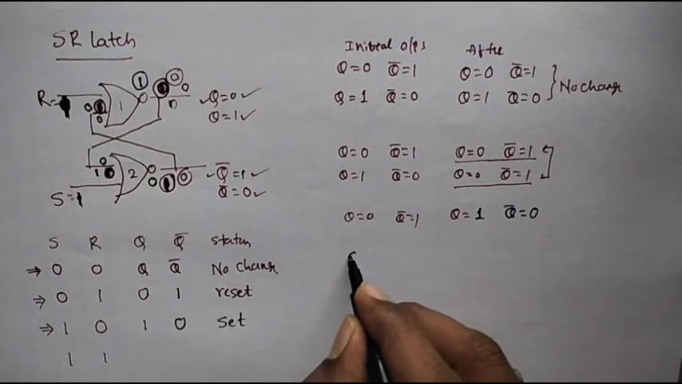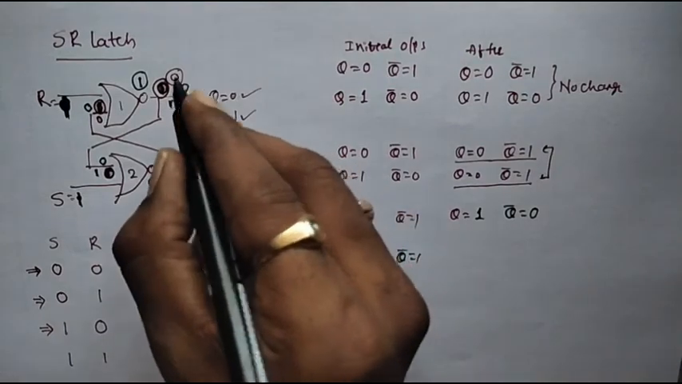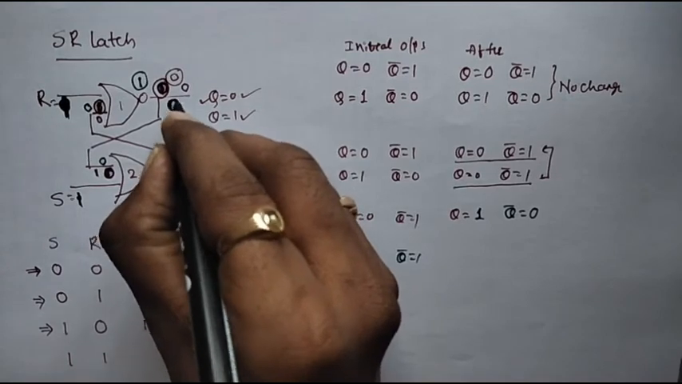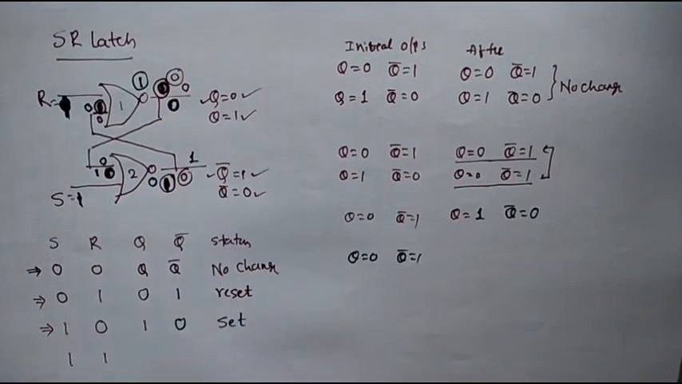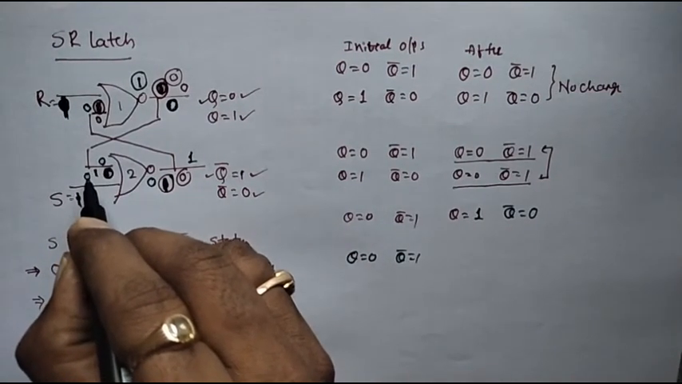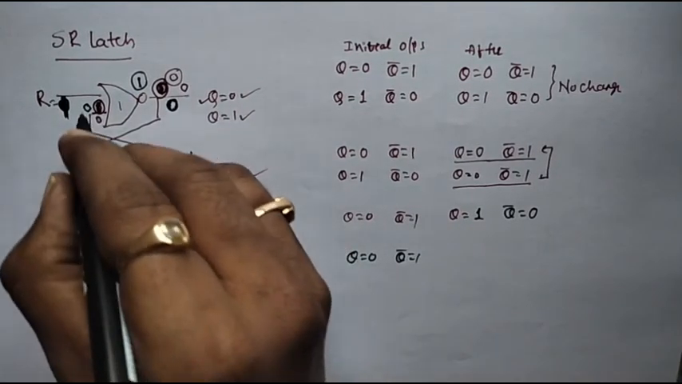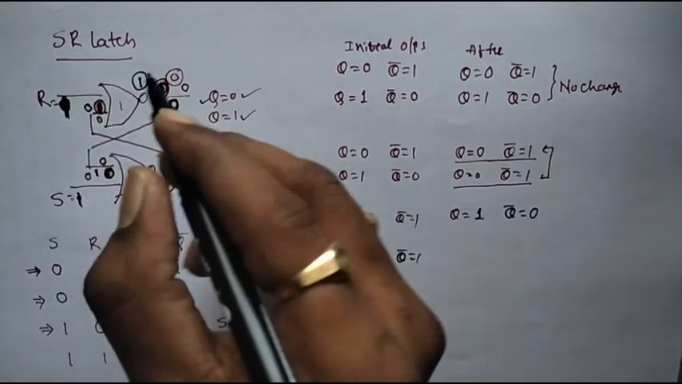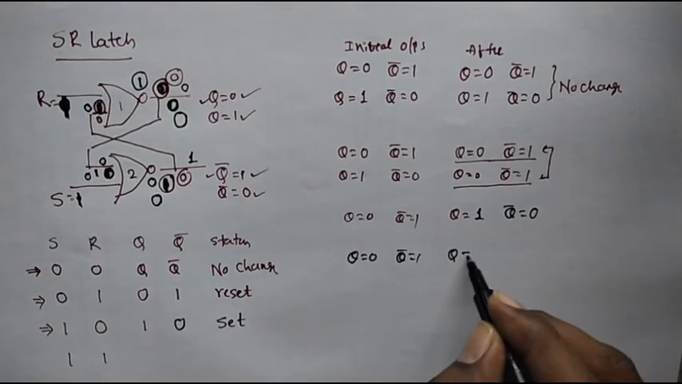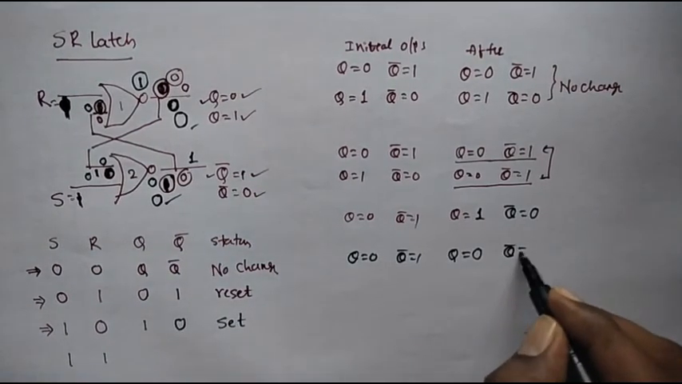So assume Q equal to 0 and Q bar is equal to 1. These are the initial outputs of the flip-flop. Q is equal to 0, I'll write here. Q is equal to 0 and Q bar is equal to 1. So 0 will appear here. 0 NOR with 1 produces output as 0. This 0 will appear here. 0 NOR with 1 produces output as 0. So in this case, we got the output as 0, Q is equal to 0, as well we got Q bar is equal to 0.